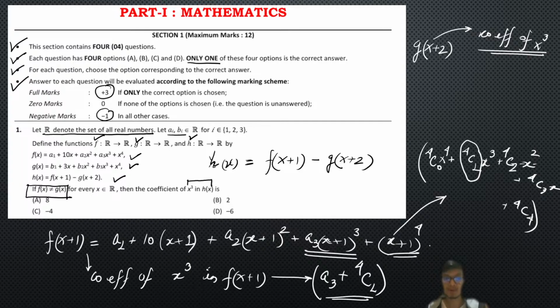But what is also mentioned here is, because you don't know the information about a3 and b3, in order to get to the numeric value or the integer value of the coefficient of x cube, you have to actually get the value of a3 and b3.